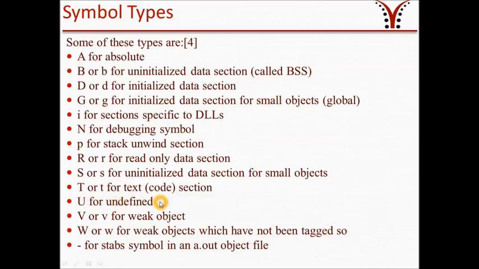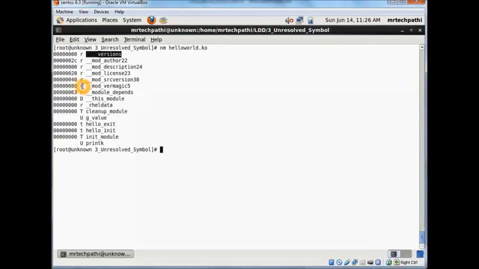Let's see this practically. Now we know the symbol types. Now search for undefined symbols. So you can see U g_value. Though we have U for printk, we very well know that printk will be resolved by the kernel since we have added the necessary header files. The only undefined symbol is g_value.